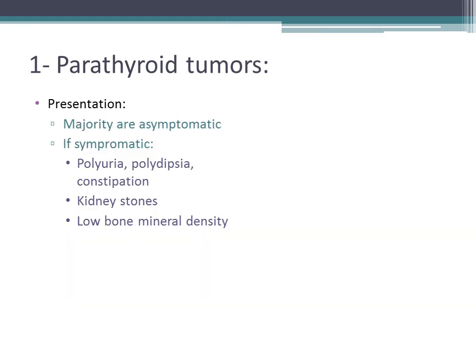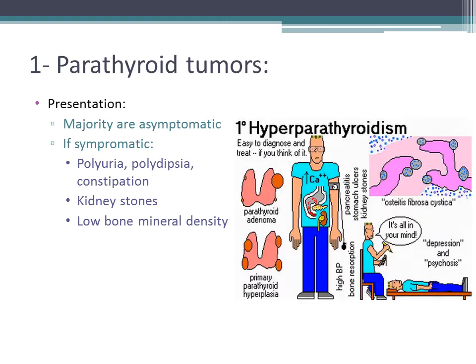So parathyroid tumors, the majority are asymptomatic. If symptomatic, they have polyuria, polydipsia, constipation, kidney stones, low bone mineral density. This is because of hypercalcemia and hyperparathyroidism. So this is a schematic that shows the difference between parathyroid adenoma and primary parathyroid hyperplasia. The adenoma is non-familial. The primary parathyroid hyperplasia at the bottom is familial, which we see in MEN1 typically.